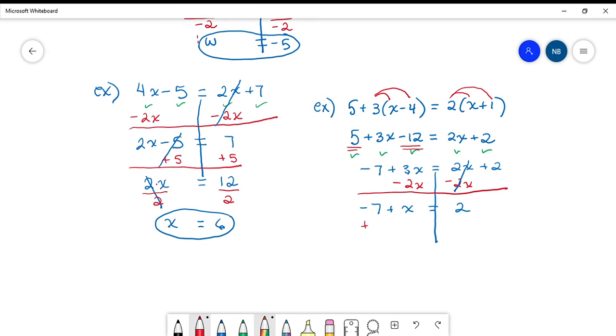I'm going to add 7 because negative 7 plus 7 is 0. And since negative 7 plus 7 is 0, I can cross it out, leaves x by itself, and 2 plus 7 is 9, x equals 9 is my solution.